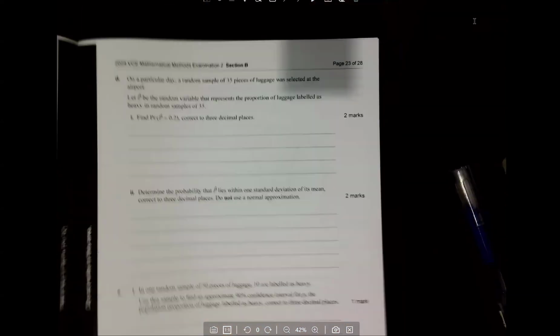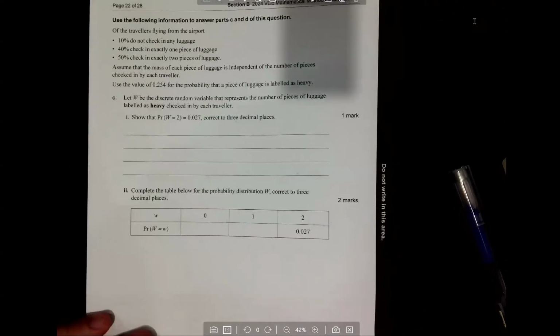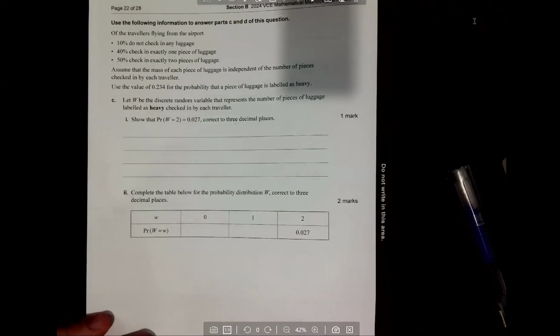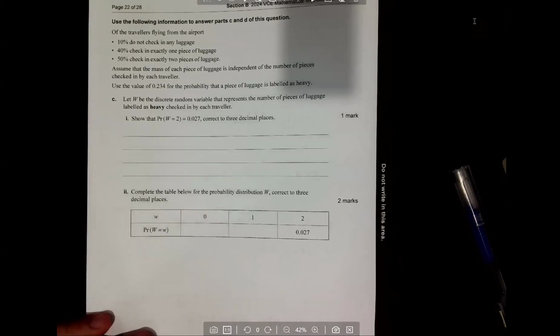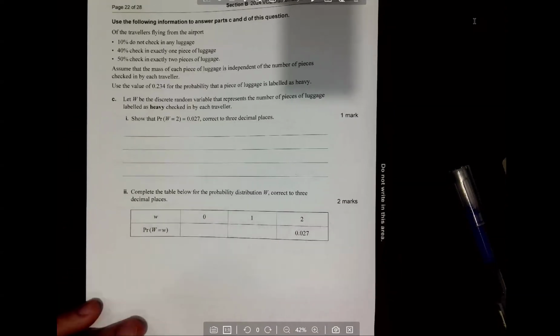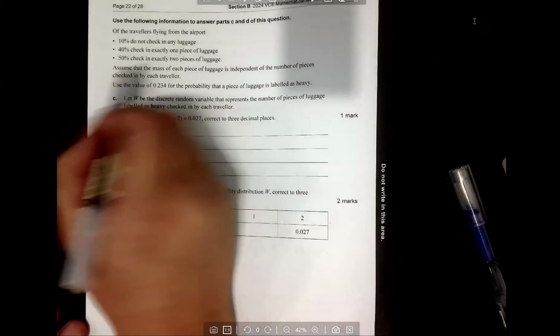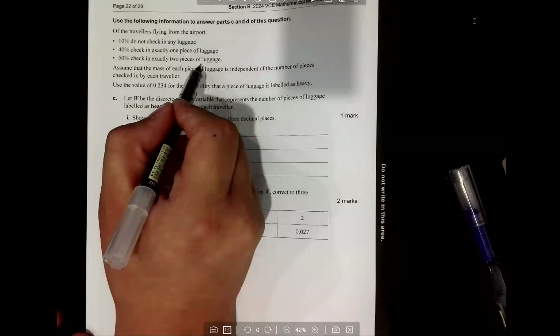Yep, that's pretty much this first page of the probability question. Then if you take a look at another page, this is a very interesting one because of the travelers flying from the airport, 10% do not check any luggage. So if they do not check any luggage, there is no possibility for them to check a heavy luggage whatsoever. 40% check exactly one piece of luggage, 50% check exactly two pieces of luggage.